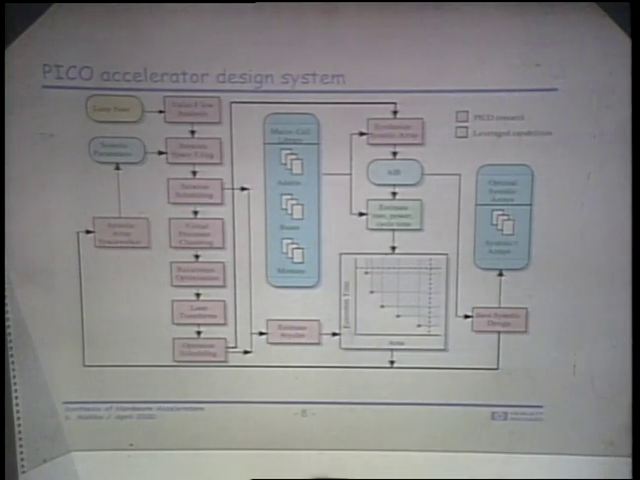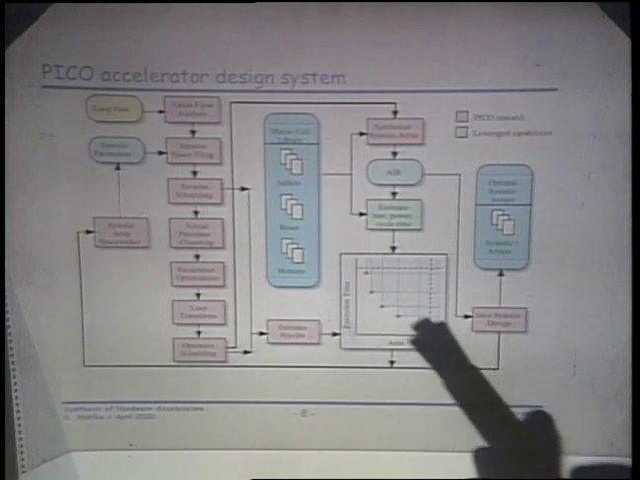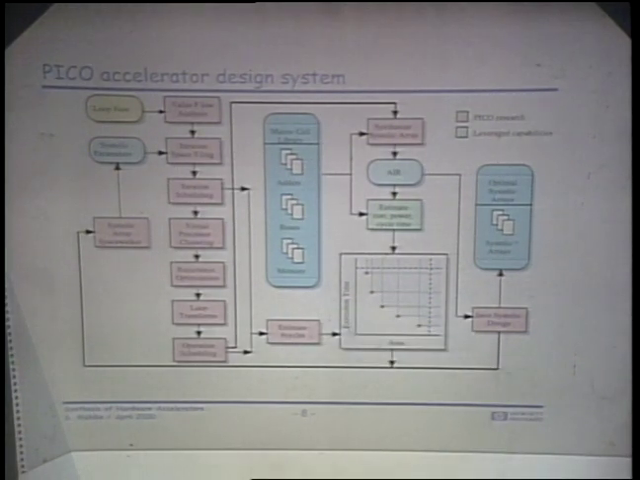So a Pareto chart is just a plot of the points, and it's performance versus area, it's performance versus cost. So what you're trying to do is identify the red points. The red points are the points that are better than any other point: for a given performance, they're the smallest area to achieve that performance, or for a given area, this is the most performance you can get.